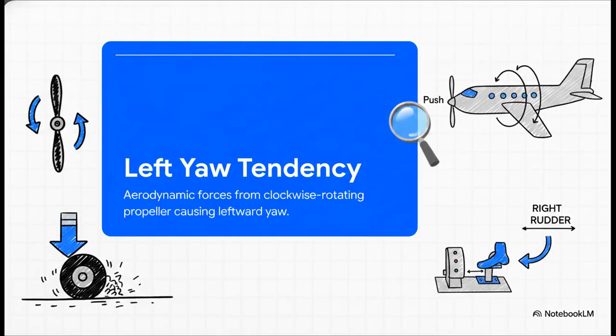Let's break down exactly why that left pull happens. This turning tendency isn't just some magic trick, it's pure physics. First, we have torque reaction from our clockwise rotating propeller. It presses down heavily on our left wheel, which creates more ground friction on the left side. Second, we have the slipstream effect. The spiraling air pushed back by the propeller actually wraps around the fuselage and violently strikes the left side of our tail fin, physically pushing the nose to the left. The only antidote? Good old-fashioned right rudder.